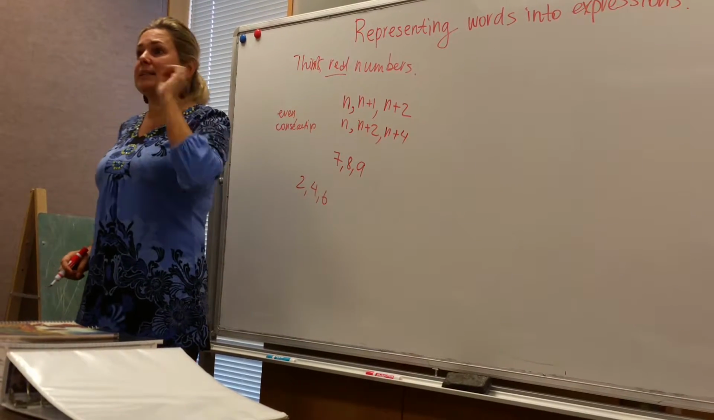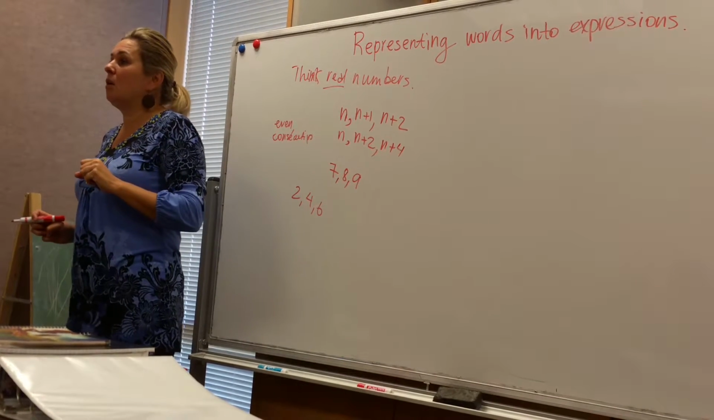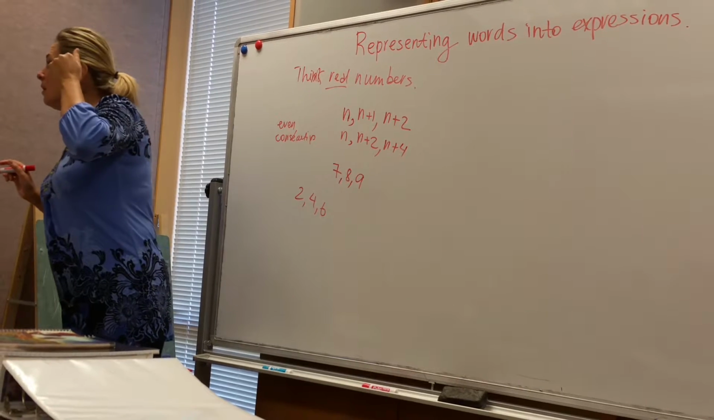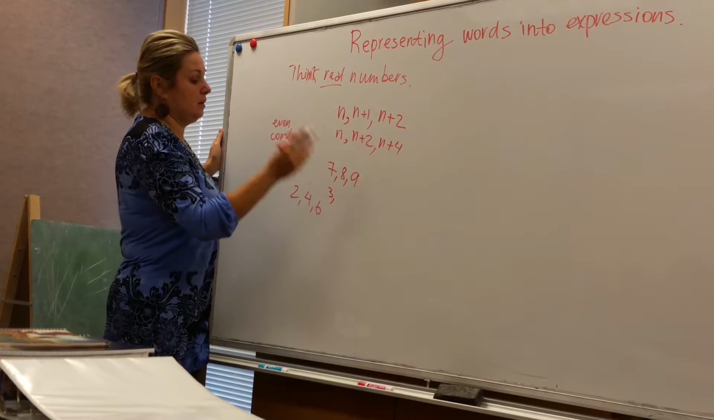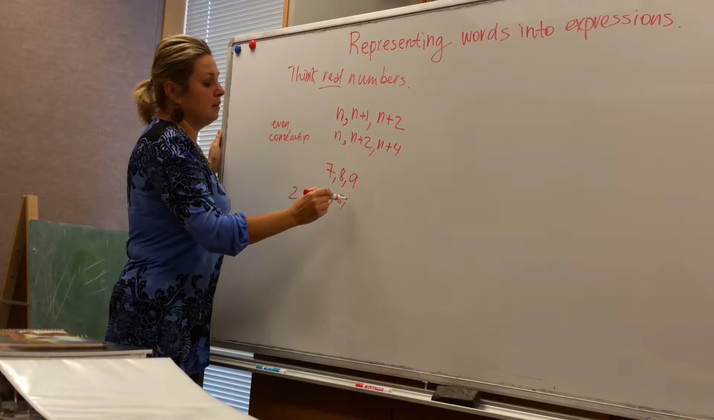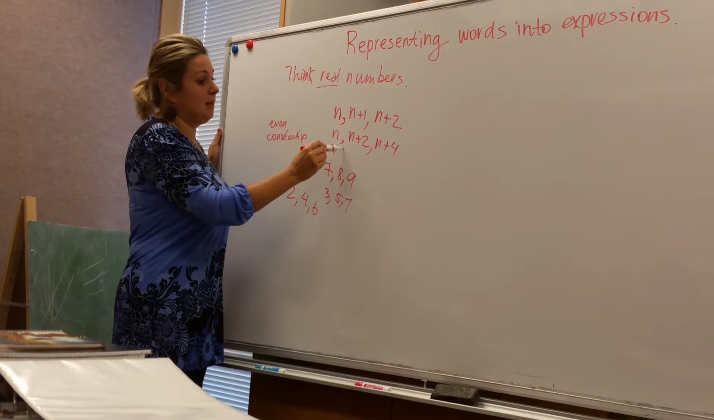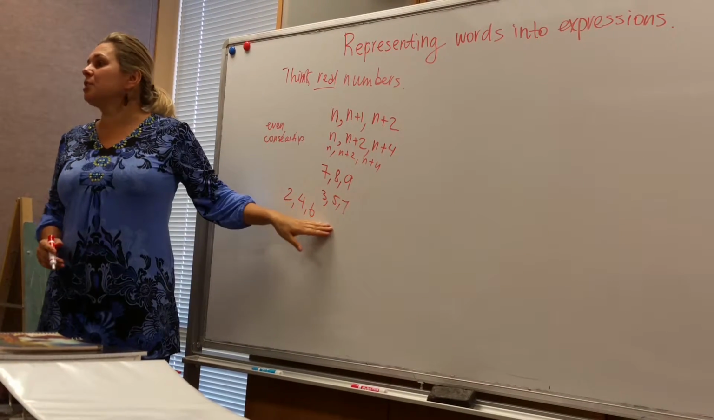Give me 3 consecutive odd numbers. Octavian. Odd numbers, 3 consecutive. 3, good. 5, 7. The formula is the same, guys. Do you understand? It's going to be the same. N plus 2, n plus 4. It's the same, but I just started at 3.